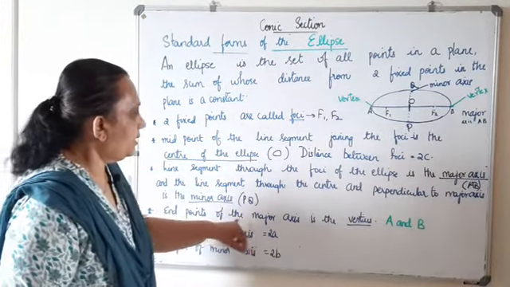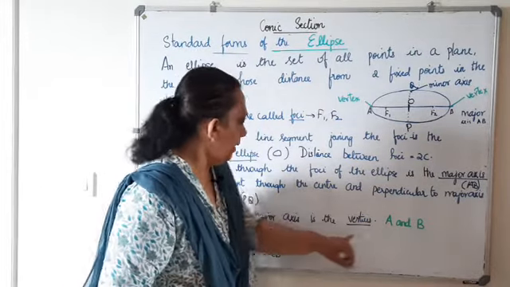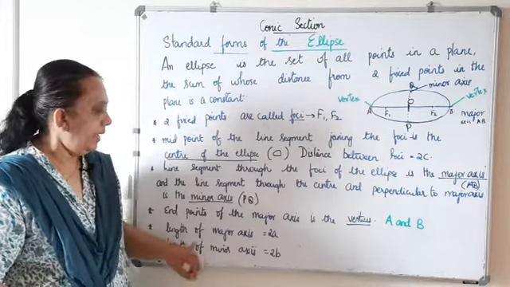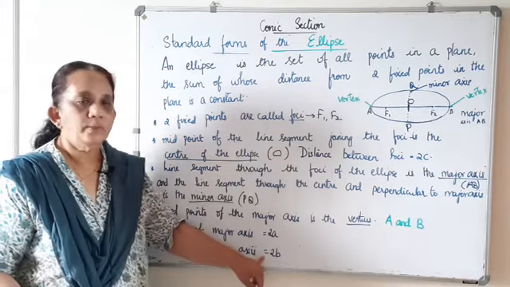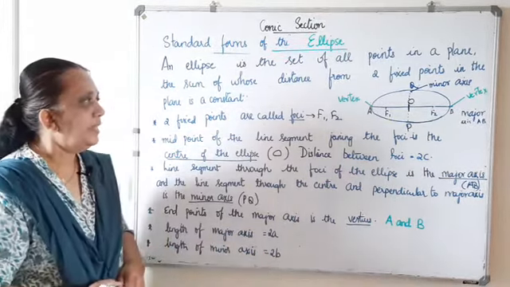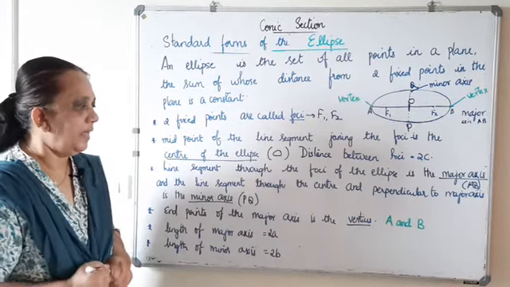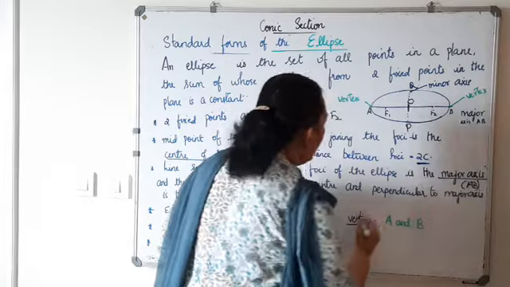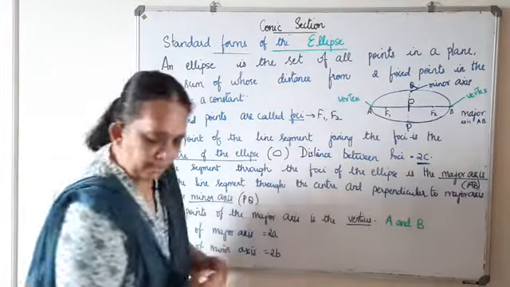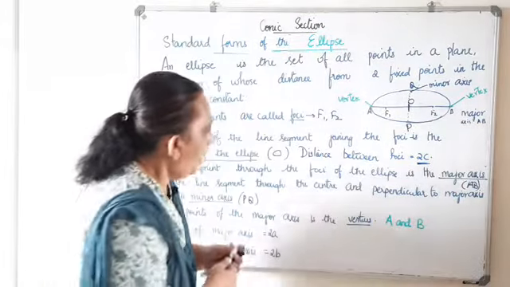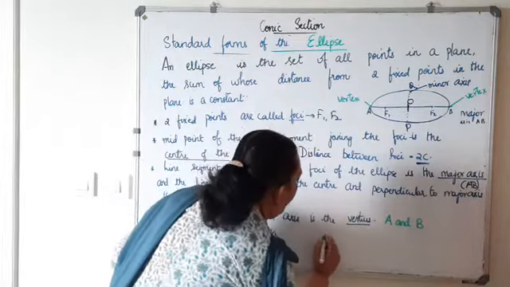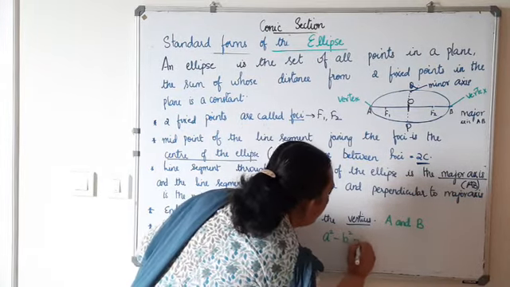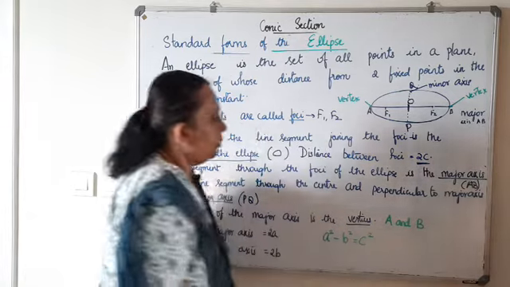The endpoints of the major axis are the vertices A and B. The length of the major axis is equal to 2a. The length of the minor axis is equal to 2b. And there is a relationship between a, b and c. The relationship between a, b and c is a squared minus b squared is always equal to c squared.